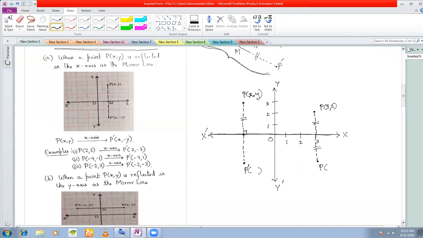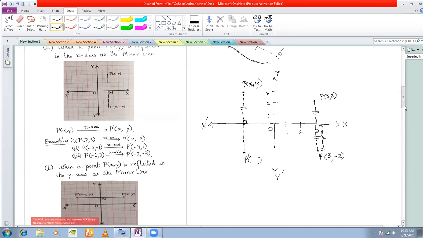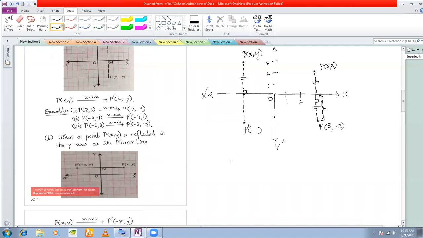Now what are the coordinates of P dash? If you see, this length remains 3, so my x coordinate will be 3. And what about my y coordinate? I'm going in the negative direction of y, so this will be -2. So what do you observe? You observe that when a point P(x, y) is reflected in the x-axis, this point gets transformed. For example, here P(3, 2) is getting transformed to (3, -2).